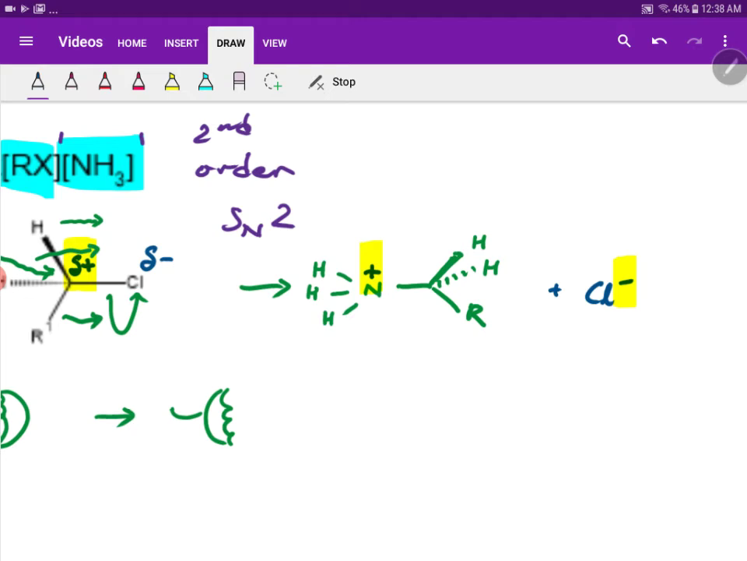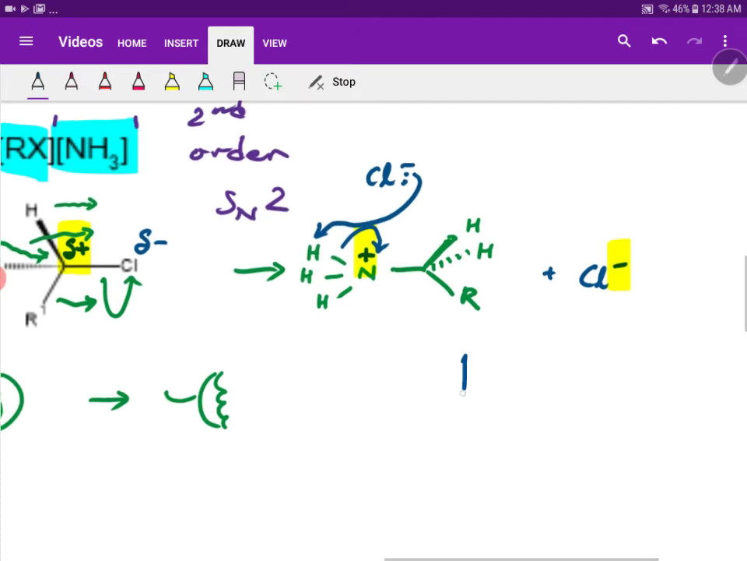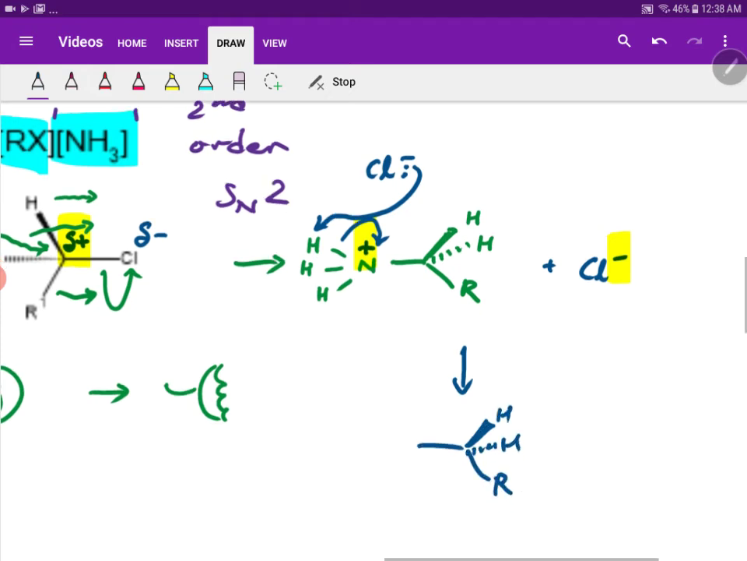In the last step, this Cl minus is going to take away one of these protons, so that we can liberate the product. So we get this product here.